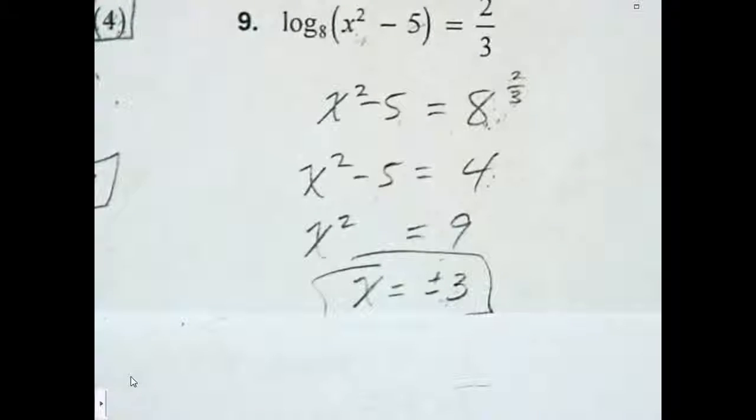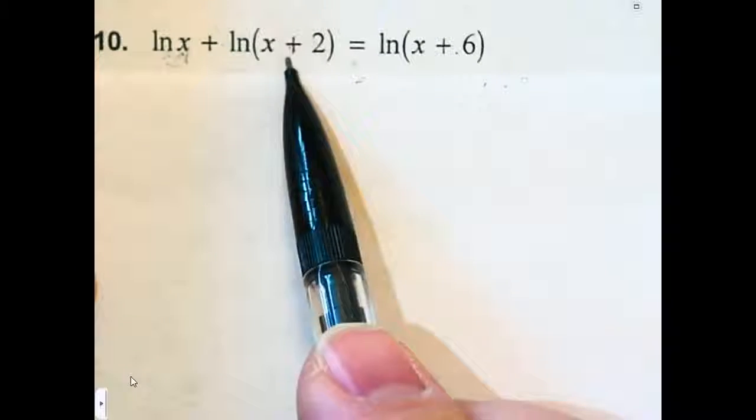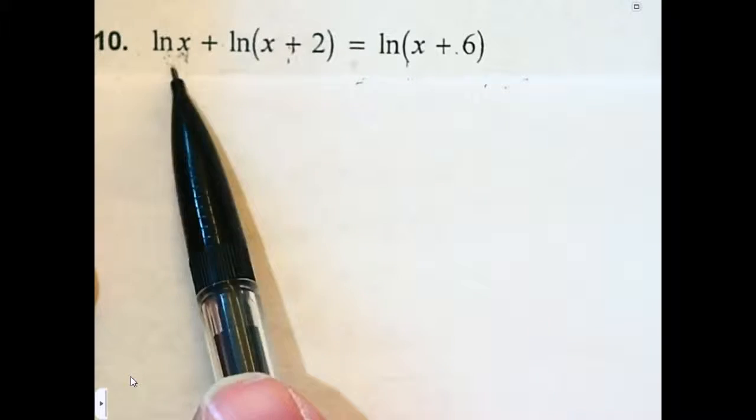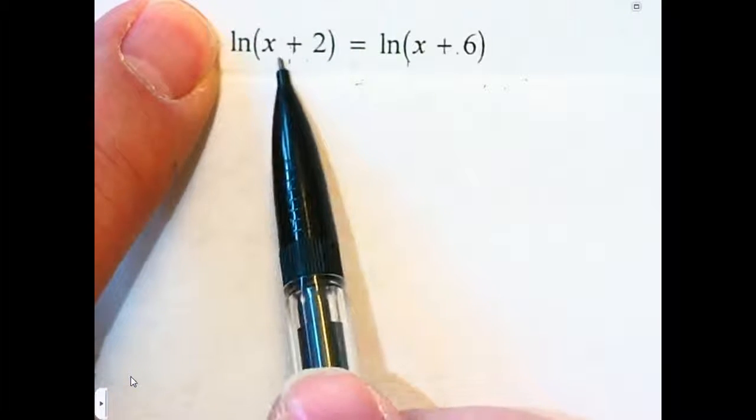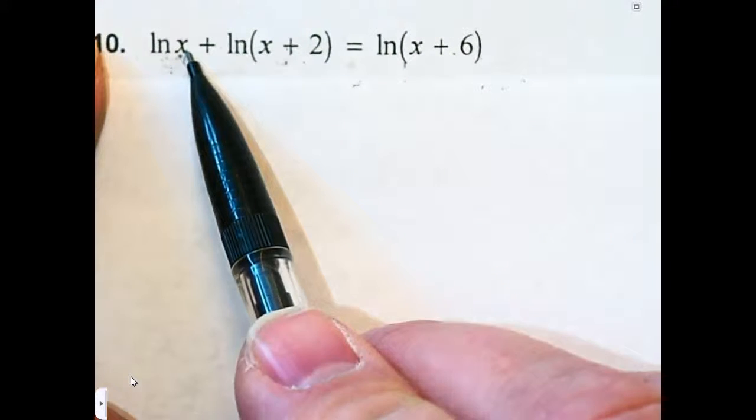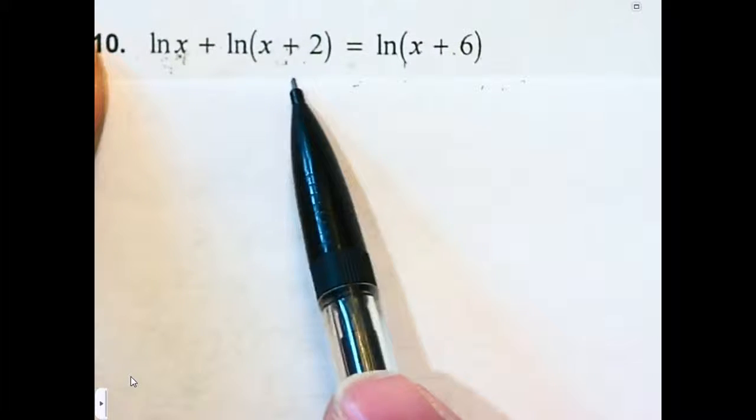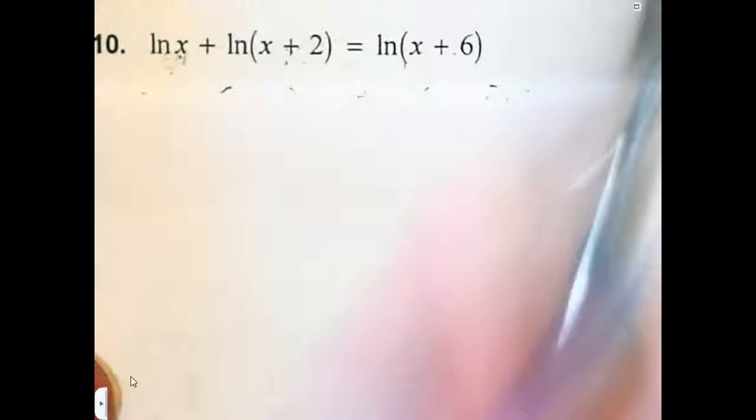All right, I'm going to hit number 10 and 11 right now without having you guys talk about them, because those were a little tougher. Number 10, let's go through the questions. Are they the same base? Yes. If it was that, it would be easy. We'd just say x plus 2 equals x plus 6, and we'd solve. However, we have this added piece here. Therefore, we have to apply one of our properties. What property? The product property.